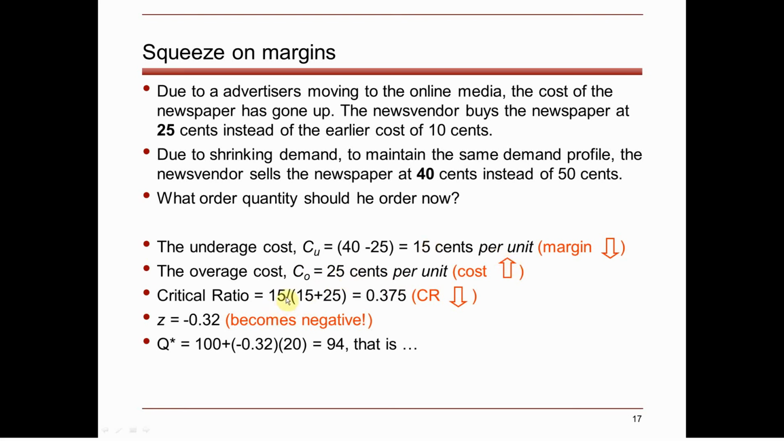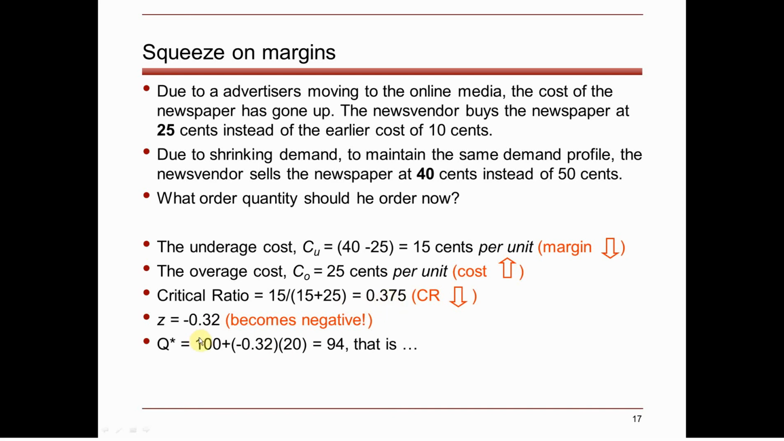So the critical ratio now, again, take the underage divided by the underage plus the overage, is 0.375. So notice that the critical ratio is less. In particular, it's less than 0.5, which is really interesting. So our service level is going to be less than 50%. If you look up what's the standard normal value that gives 37.5%, you're going to get a z of minus 0.32. Again, we know it's minus because it's going to be less than the mean. It's going to be less than the mean because this is less than 0.5.